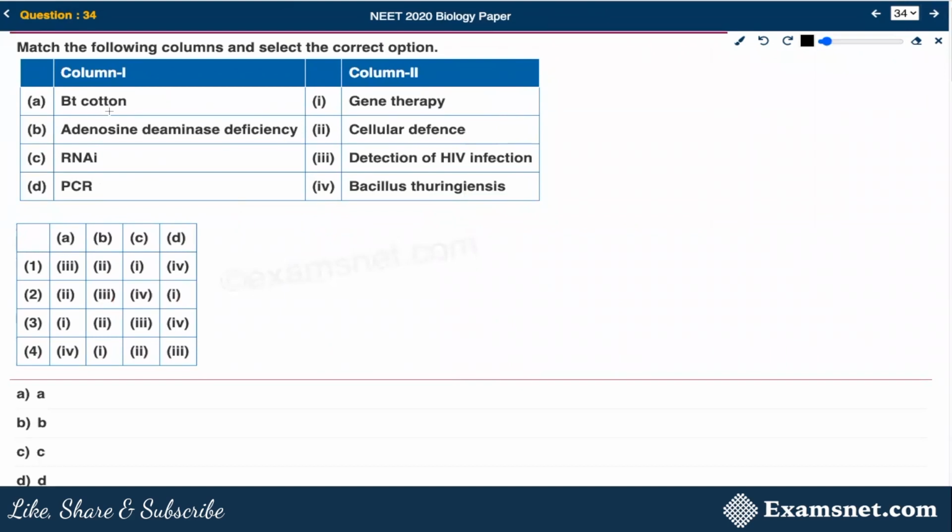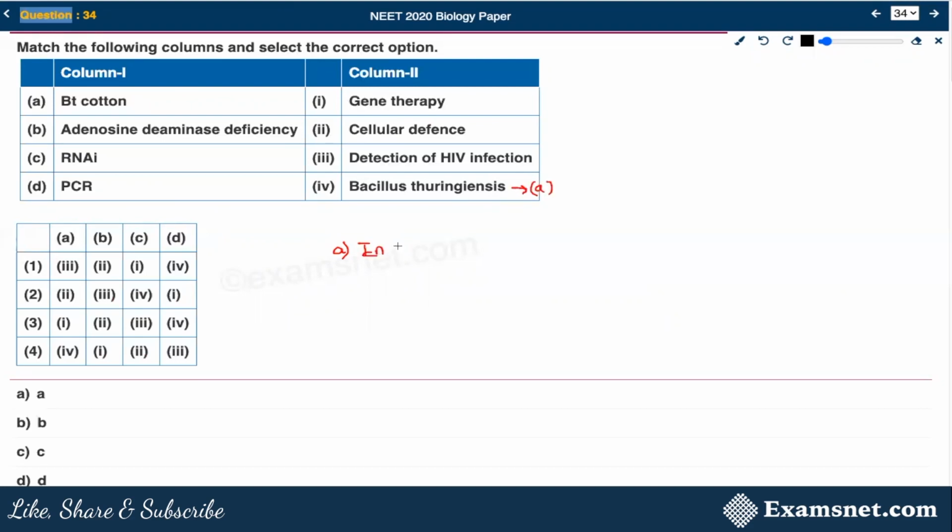Okay. So basically, the first option that is given is the BT cotton. BT cotton is relatable to Bacillus thuringiensis, because BT stands for Bacillus thuringiensis, and this is one such bacterium that has been widely used in biotechnological experiments for producing disease resistant, pest resistant or insect resistant crops. So the first option A will belong to option 4.